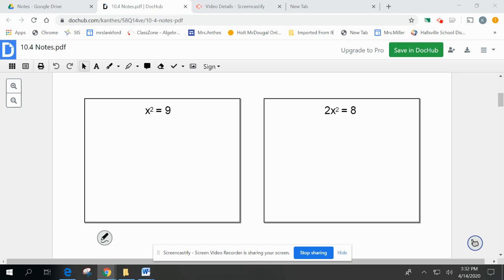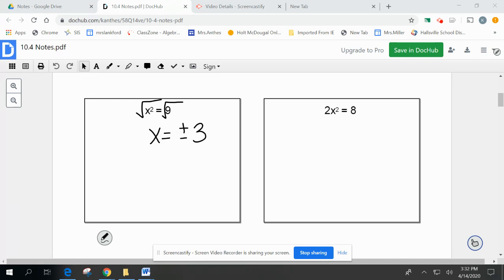Okay, so this is section 10.4, using square roots to solve quadratic equations. There's a couple things to remember. When you take the square root of a number, you actually get two solutions, and also you cannot take the square root of a negative. So when we go to solve this, we're down to the last step where we take the square root of both sides, and we would get x equals plus or minus 3.